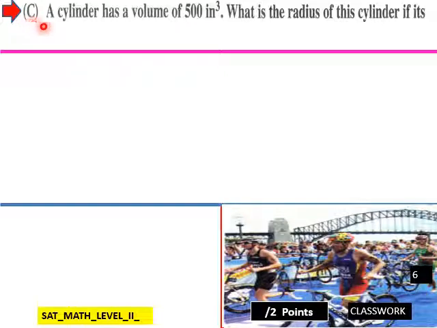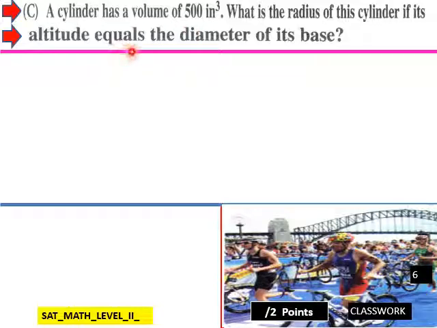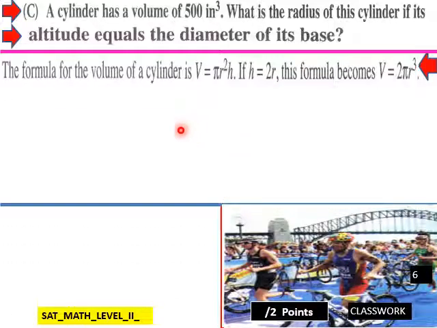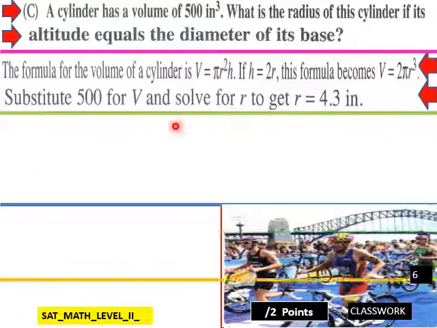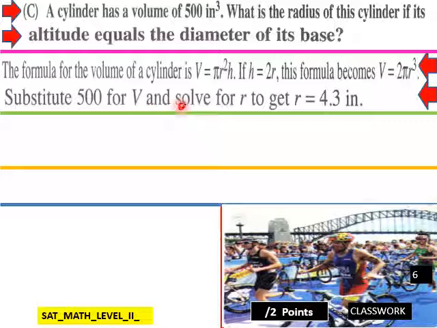Okay, so example C, a cylinder has a volume of 500 cubic inches. What is the radius of the cylinder if its altitude equals the diameter of its base? So with this kind of question, the formula for the volume of a cylinder is volume equals pi r squared h. If h equals 2r, this formula becomes volume equals 2 pi r cubed. Substitute 500 for V and solve for r to get r equals 4.3 inches. So that'd be a fast way of plugging in a value that you already know into the established formula there.